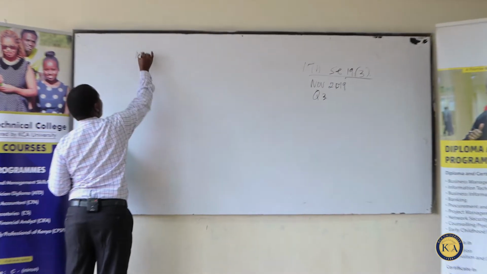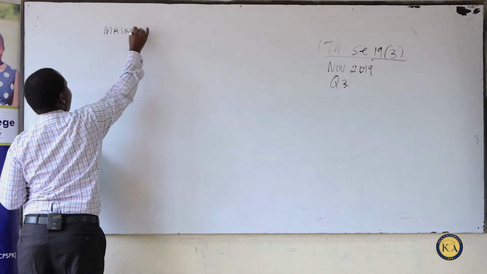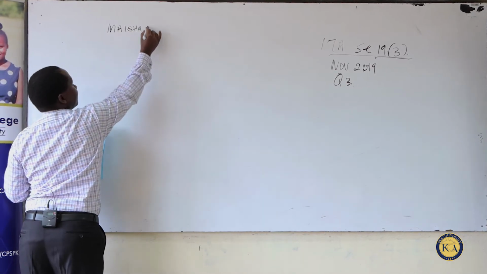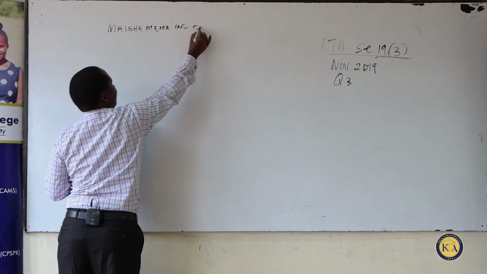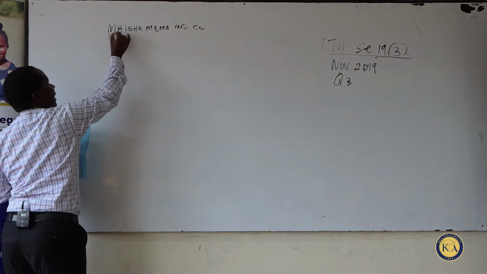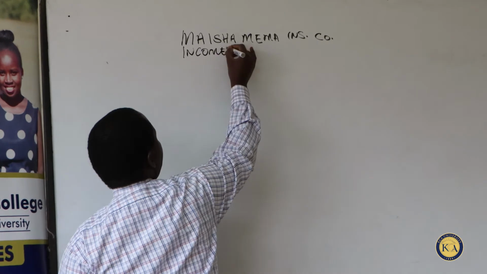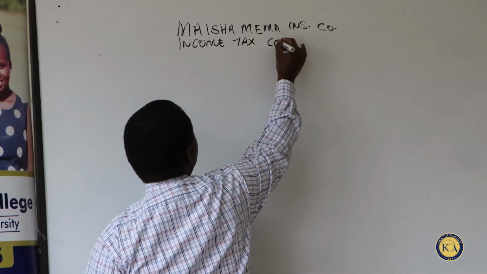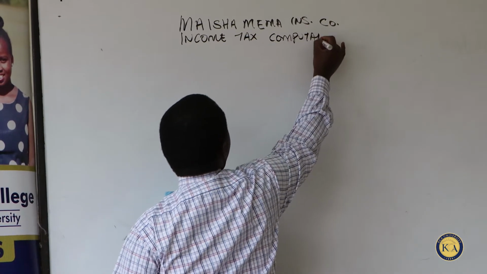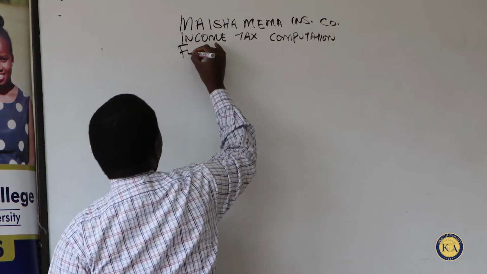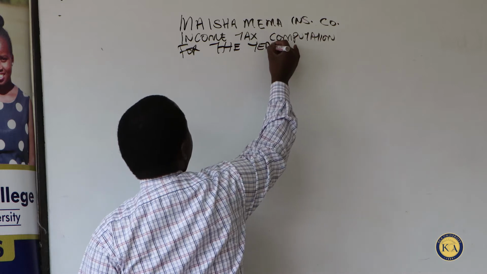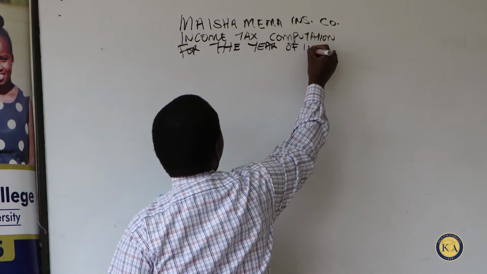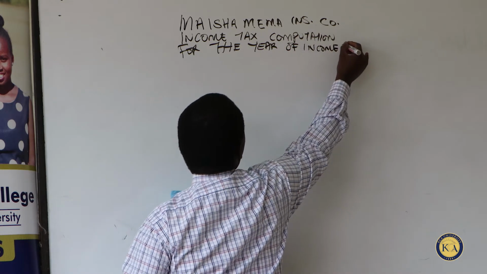So we come here and write Maisha Mema Insurance Company, income tax computation for the year of income 2019.